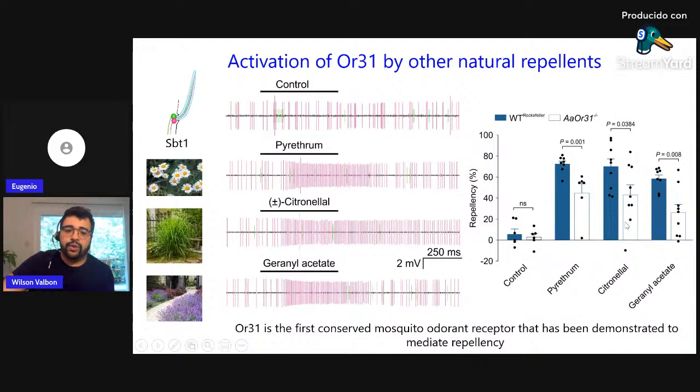Yes, OR31 is the first conserved mosquito odorant receptor that has been demonstrated to mediate repellency. And we were the first research group that deleted a specific OR gene to change the behavior of mosquito and reduce the repellency. We talk about repellency, not attraction here, okay? We combined several approaches, several tools, to confirm that the pyrethrum repellency is odorant receptor mediated, and we found the specific OR that's activated by pyrethrum.